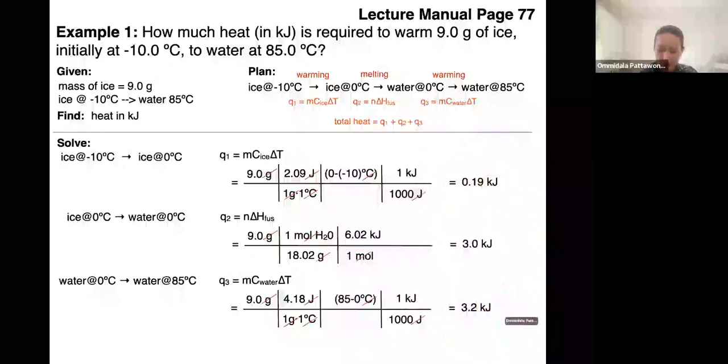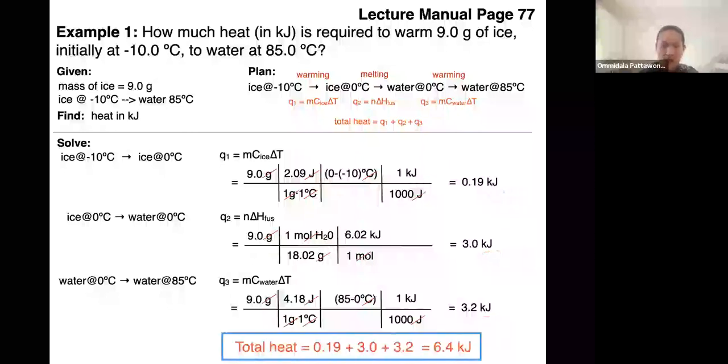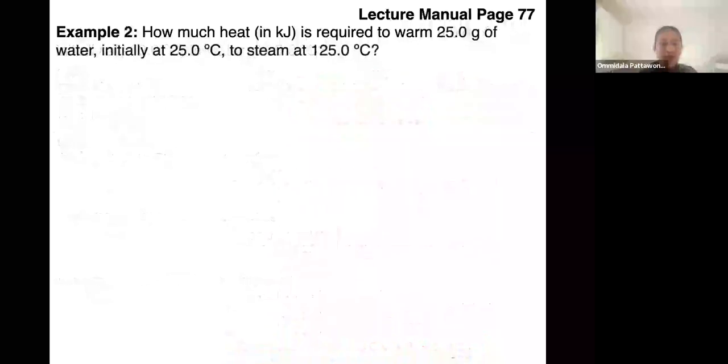Okay, so that's one common mistake that I noticed. Make sure that all of these units are the same. In this case, because they all are in the same kilojoule unit, you can add them all together. So that means this process, in order to convert 9 grams of ice at -10 degrees Celsius to 85 degrees Celsius of water, is going to require 6.4 kilojoules. That's what it means.